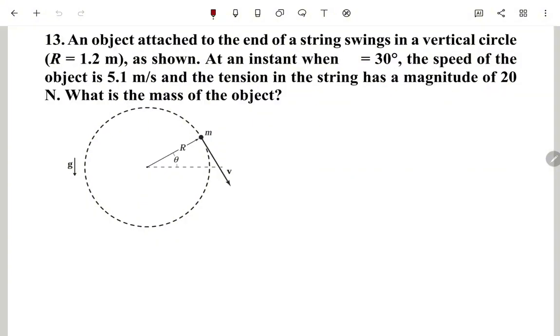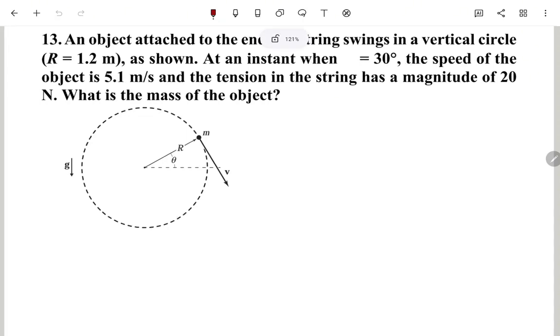An object attached to the end of a string swings in a vertical circle, r equal to 1.2 meters, as shown. At the instant when this theta equal to 30 degrees, the speed of the object is 5.1 meters per second, and the tension in the string has a magnitude of 20 newtons. What is the mass of the object?